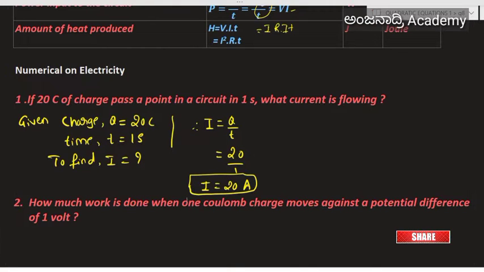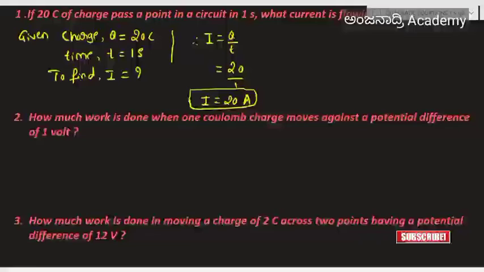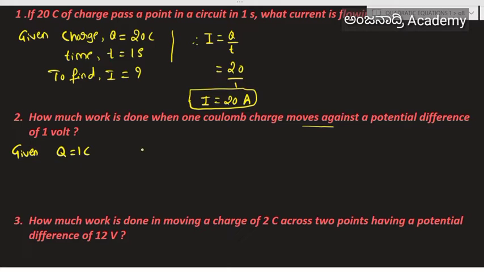Let us go for the next question now. How much work is done when 1 coulomb of charge moves against a potential difference of 1 volt? Given: charge Q is equal to 1 coulomb, and potential difference V is equal to 1 volt.